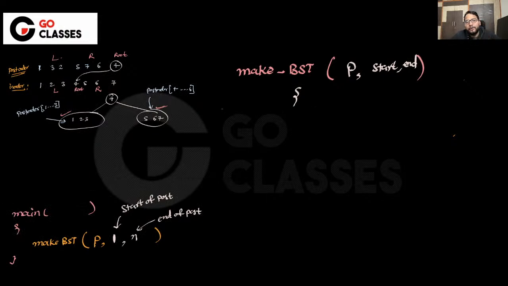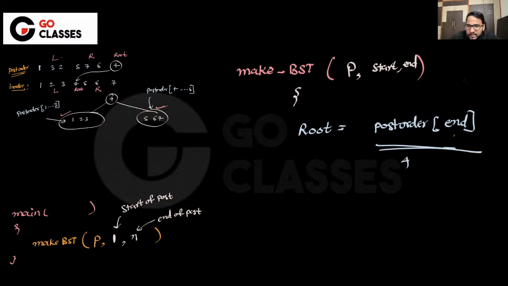Now I will say that I will go to the root, which means my root is post order of end, whichever is end, it is my root. Now if that's the root, then I will go to the in order and say this is the position of the root. Whatever this root is, which is 4 actually, this is the same position in the in order also. So in the in order, the value does not matter to me; 4 is the position.